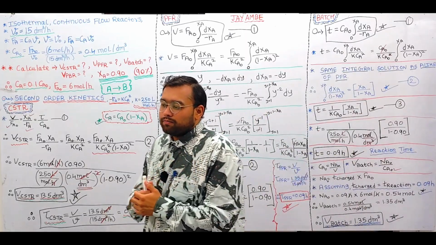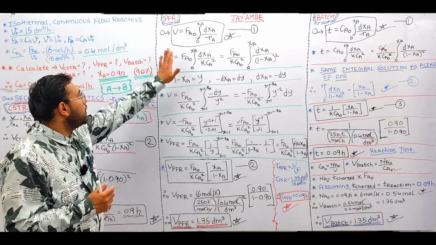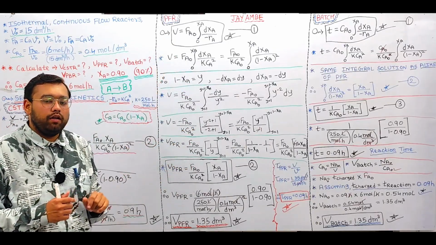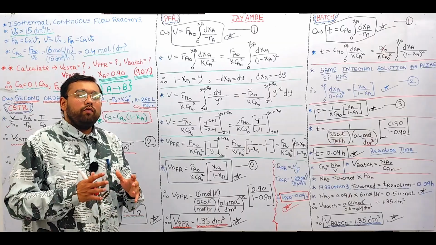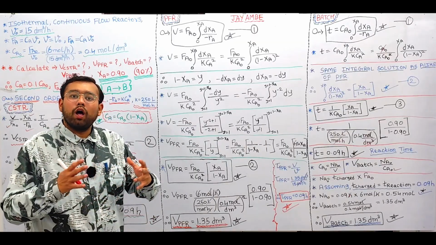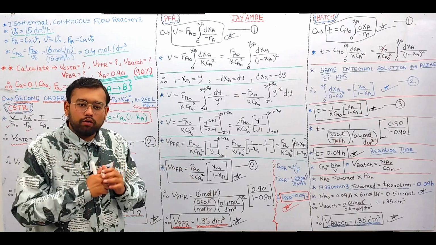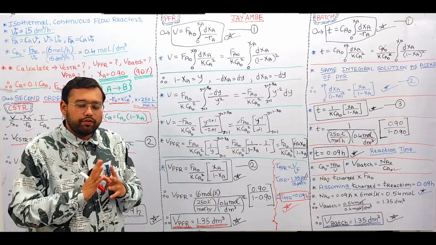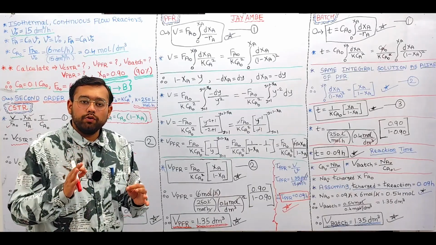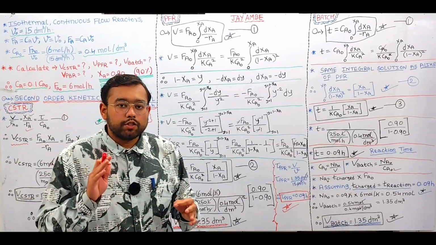So let's understand that. Here I will explain the PFR. We are now designing the PFR. The first question is, how large a volume of PFR do we require in order to achieve the desired conversion of 90%? Remember, first of all we'll always use the fundamental concept of the space-time.